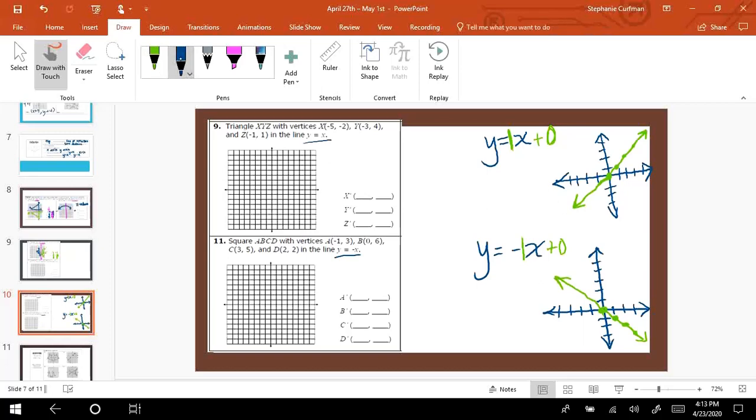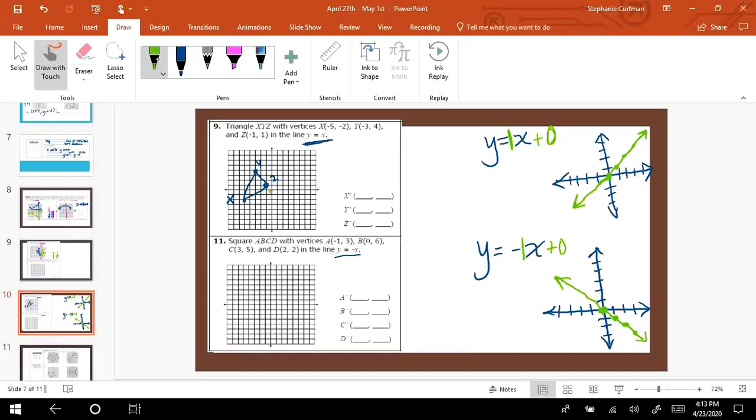Okay, so if we're looking at this first triangle, XYZ, and we plot X is at -5, 1, 2, 3, 4, 5, -2, that's going to be X. Y is at -3, 1, 2, 3, +4, 1, 2, 3, 4. And Z is at -1, 1. So we have our little triangle there, but this time it wants us to reflect over y equals +x.